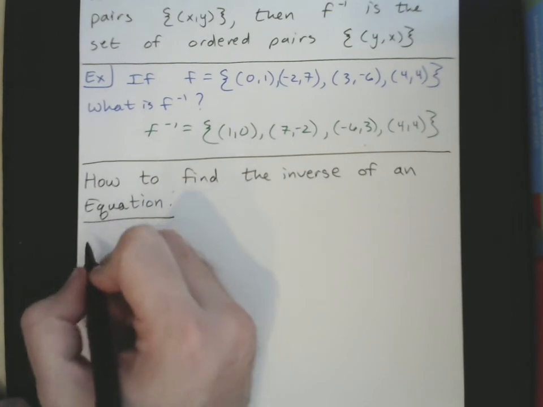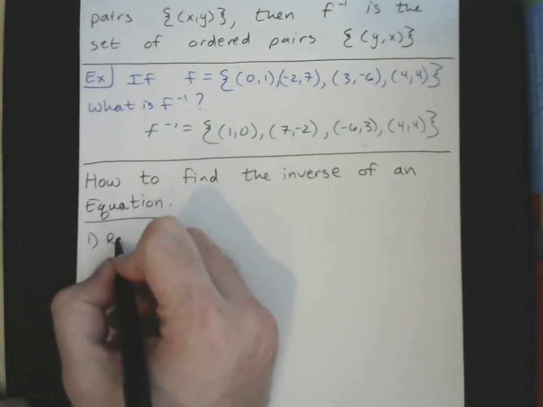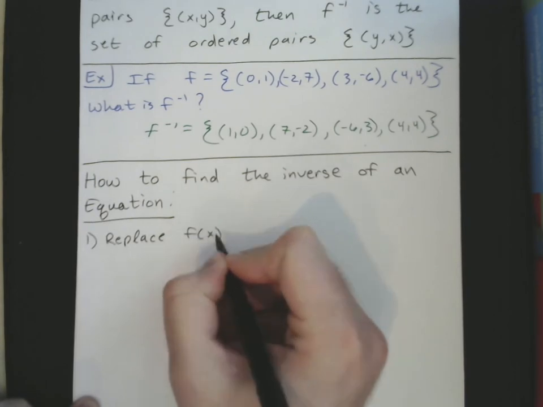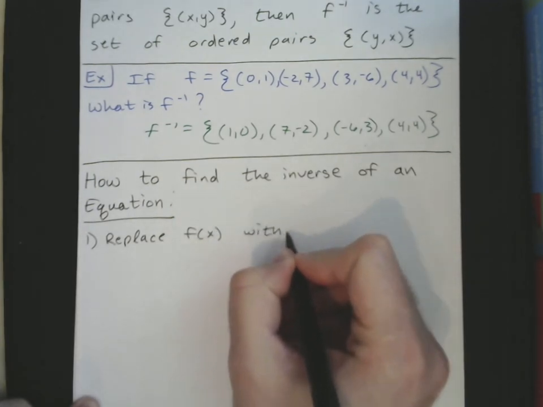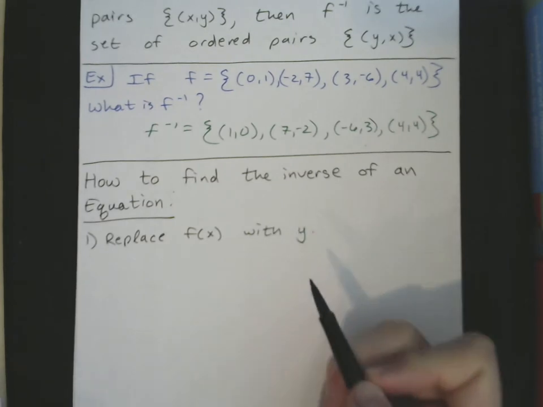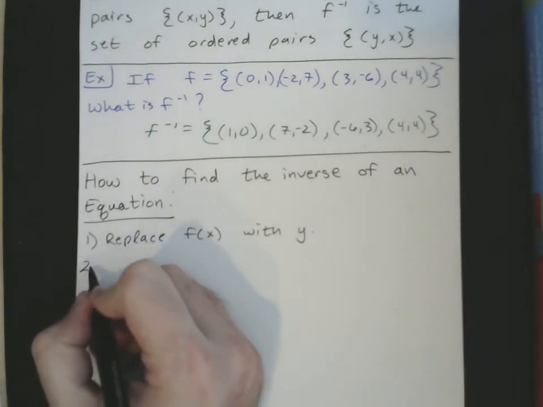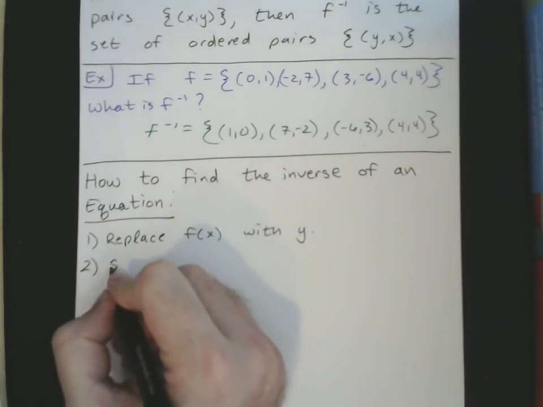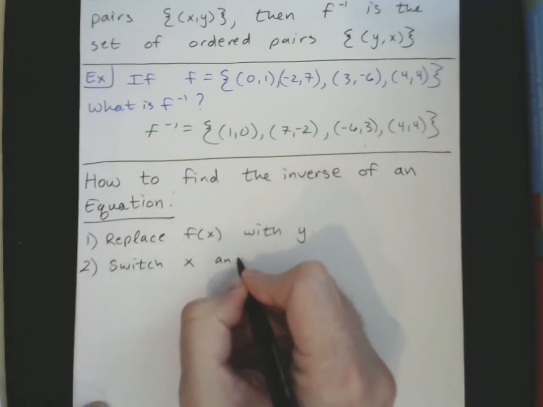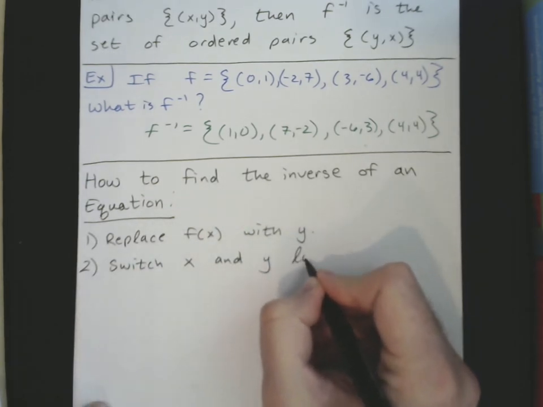Well, number one, we replace f of x with y. So all of our functions always come in function notation. When we're converting into inverses, we want to just switch it back to the y notation. After we've done that, we switch x and y locations.